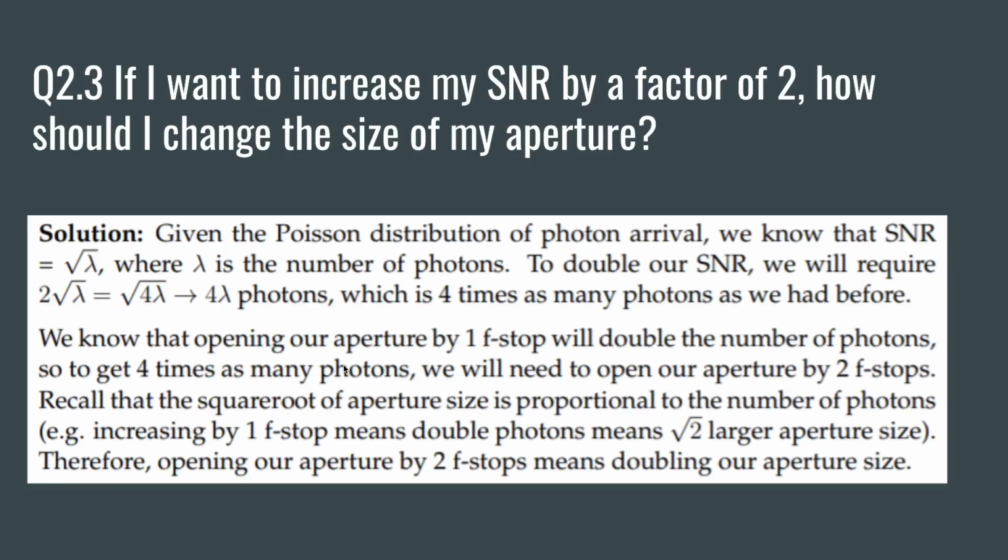Okay, and then since we're asking about changing the size of our aperture, we know that if we open our aperture by 1 f-stop, that's going to double the number of photons. And if you want to get 4 times as many photons, then we need to double the number of photons twice. In other words, we need to open our aperture by 2 f-stops. So our answer is then just going to be 2 f-stops, and that will increase our SNR by a factor of 2.